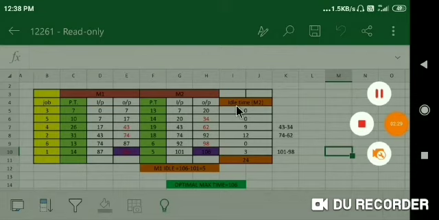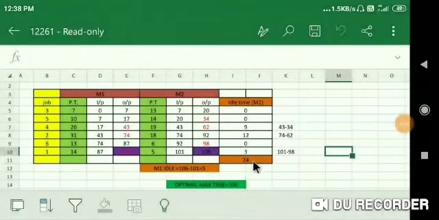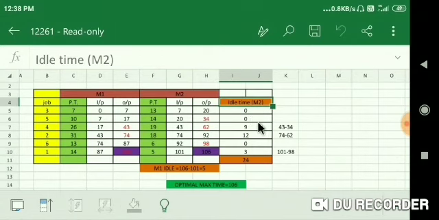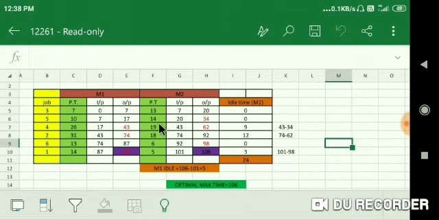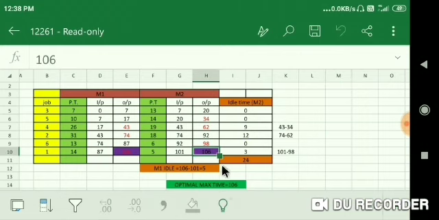So here we have 24 minutes of idle time for machine M2, which is 9, 12 and 3, and machine M1 will remain idle for 5 minutes. 106 minus 101 is 5 minutes. Now the last thing: the total time taken by machines M1 and M2 to complete these 6 jobs, we can say its optimal maximum time, is 106 minutes.